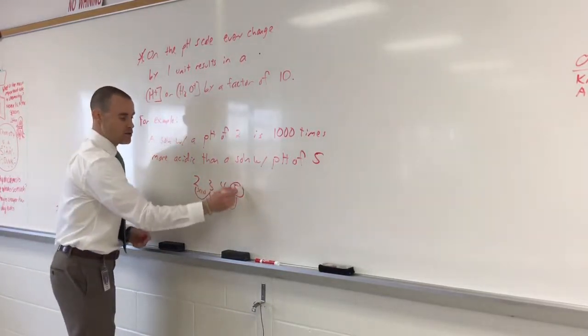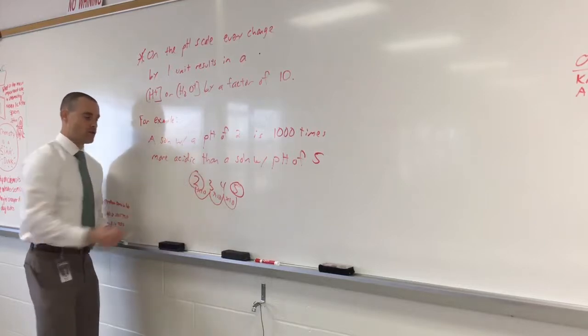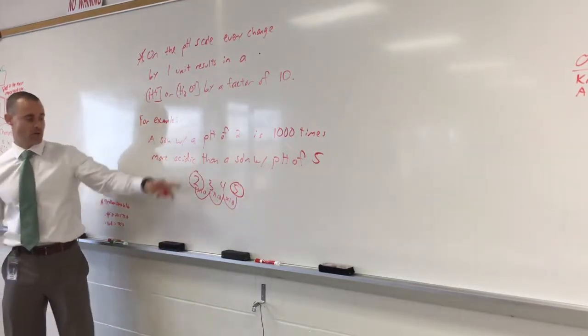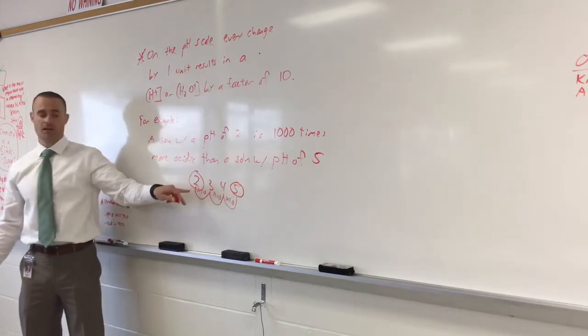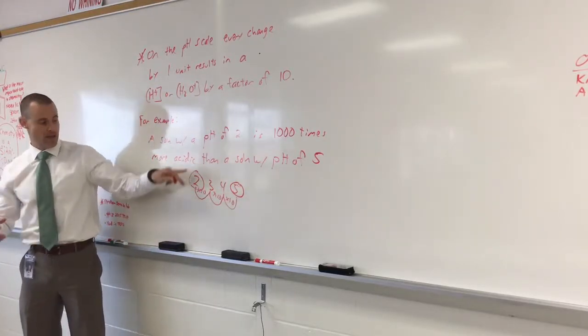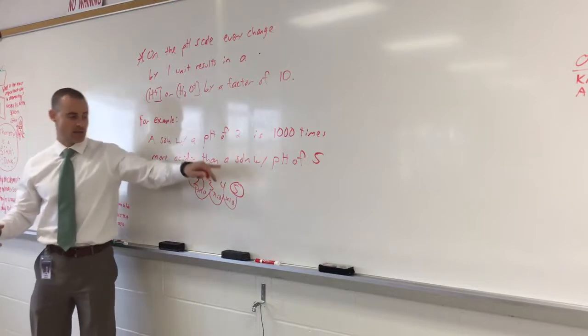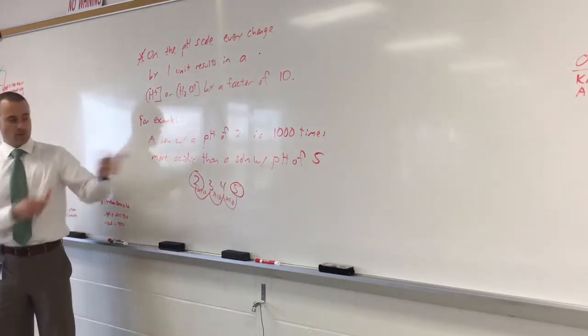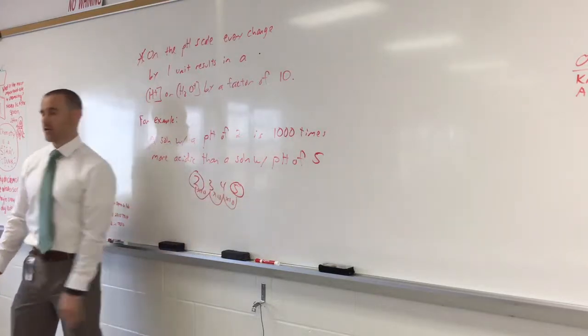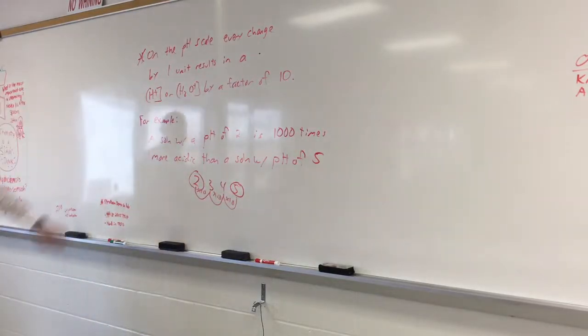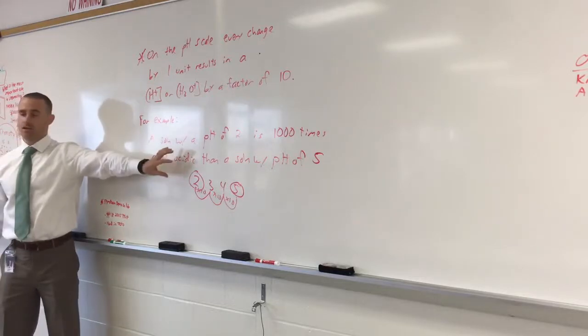So if we have a solution with a pH of 5 and a solution with a pH of 2, they're both sitting on the lab table and you know the pH, this one is 1,000 times more basic than this one, or you could say it the other way around. This pH of 2 is 1,000 times more acidic than a pH of 5. So depending on how the question's worded, it's still 1,000. It just depends on which one you're talking about. Okay? So that's how you answer questions like this.